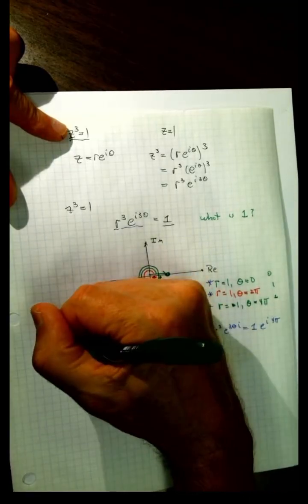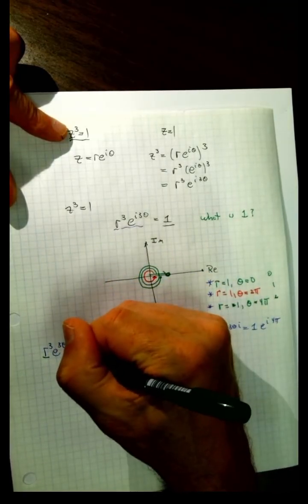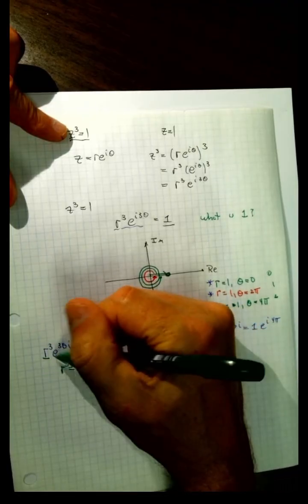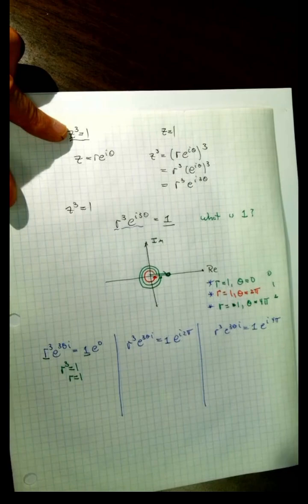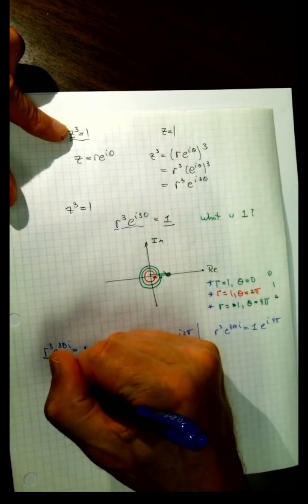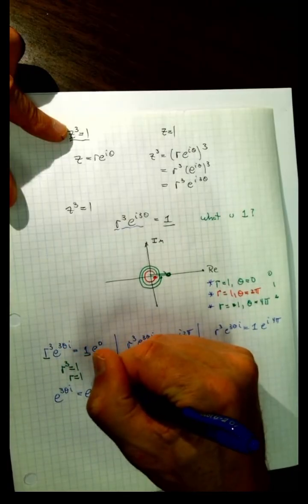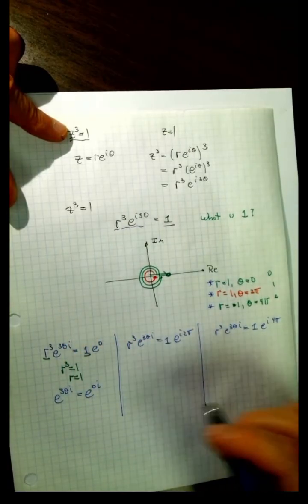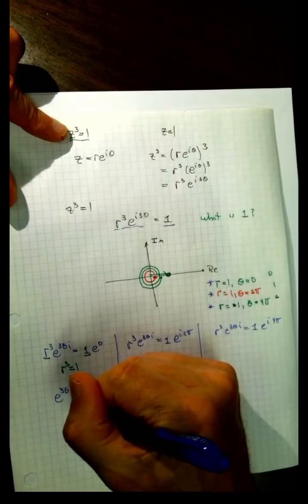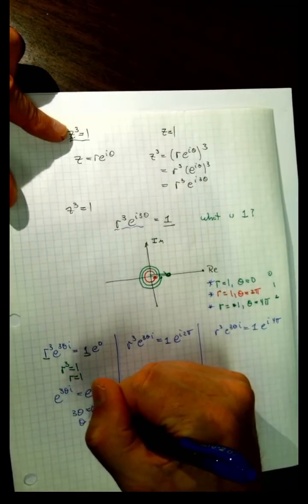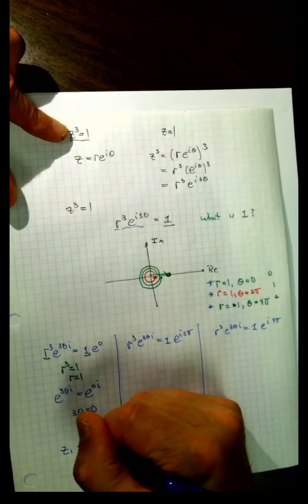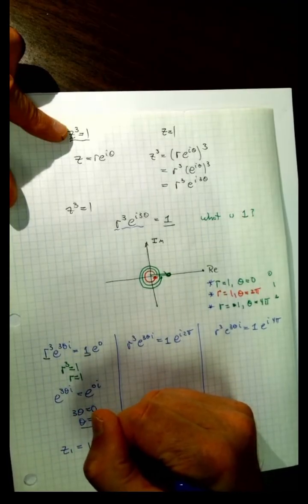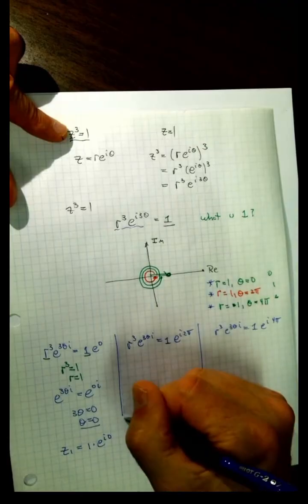So here I'm going to work with the radius first. r cubed is 1. r, by definition, is a real number. So r equals 1 is the only solution. Then I have e to the 3 theta i is e to the, I'm going to write that as 0i. That's only true if the exponents are the same, so 3 theta equals 0, theta equals 0. So my first solution is 1 times e to the i 0, which is 1.